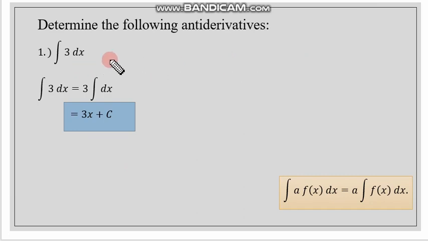Okay, so for number 1, the integral of 3 dx, this is a constant rule in antiderivatives. So it becomes 3 times the integral of dx. And using the first theorem, the integral of dx is x plus c. So the final answer is 3x plus c.